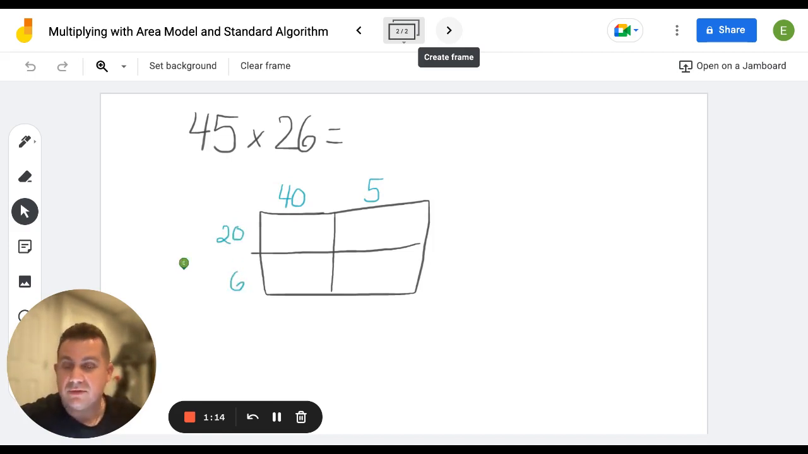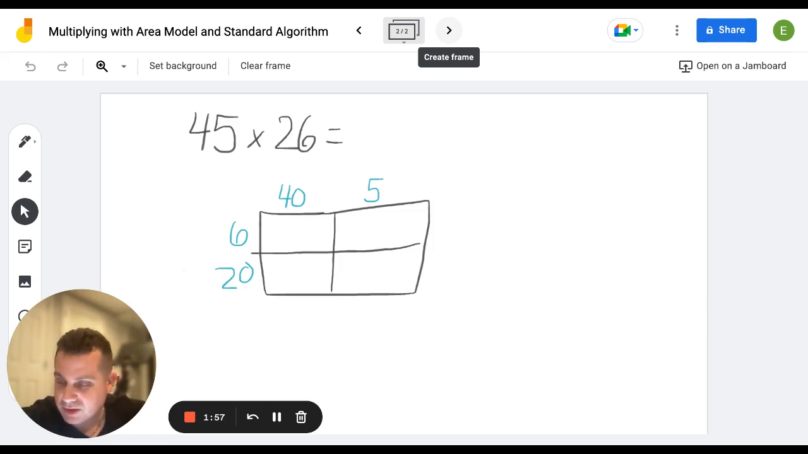Now, it doesn't make a difference what you use as your multiplier or what you use as your unit. So I could put the 45 up on top. I could put the 26 on the side. And actually what I'm going to do right here is I'm going to switch the 20 and the 6 because like we discussed in class, it will give you the same products, but you will see when we do the standard algorithm, the first partial product that we multiply is with the ones. So that's why I'm going to put the 6 up on top.